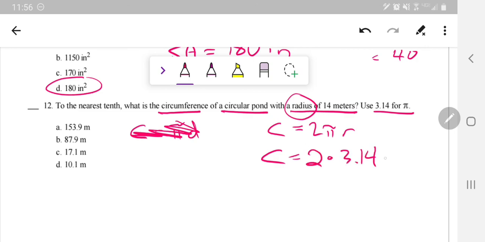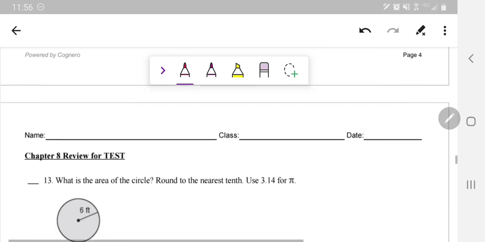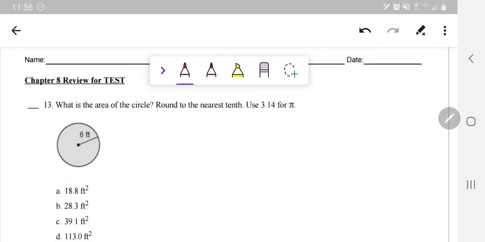So 3.14 times the radius of 14. And when we type that into our calculator, we get 87.92. And actually, I should put approximately there because I'm not using exactly pi. It says round to the nearest tenth. Yes, it does. I didn't underline that. So it's 87.9, and it's just meters because circumference is just a length. It's not the area of a flat surface. I know it's a curved length, so it's a little confusing, but it's just a length, so it's just regular units to the first power.